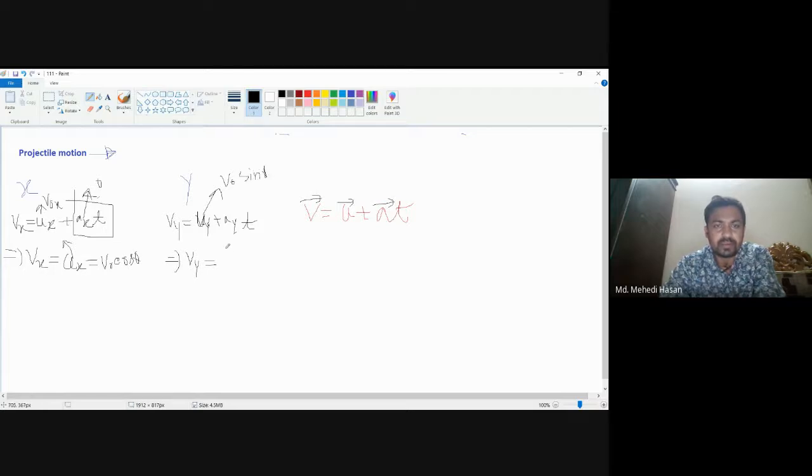Which is v naught sin theta, and ay, that means acceleration along the y-axis, is minus g. So plus minus is minus gt. Okay, so this is the way to calculate the y component and x component of the velocity.